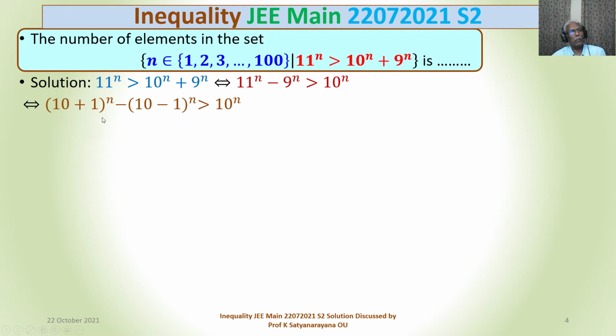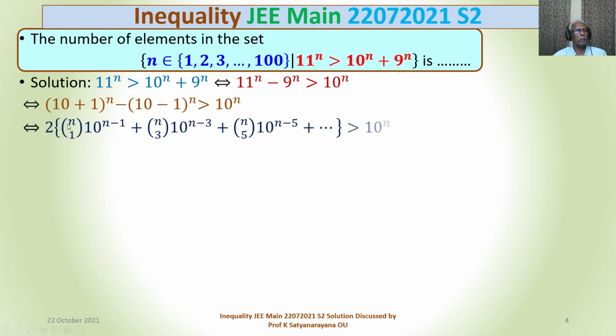The first term, third term, fifth term cancel off, and you will remain with the second term, fourth term, sixth term, etc., and 2 times of it. This is if and only if 2 times [nC1 10 to the power of n minus 1, this is the second term, plus nC3 10 to the power of n minus 3, plus nC5 10 to the power of n minus 5, plus etc.] greater than 10 power n.